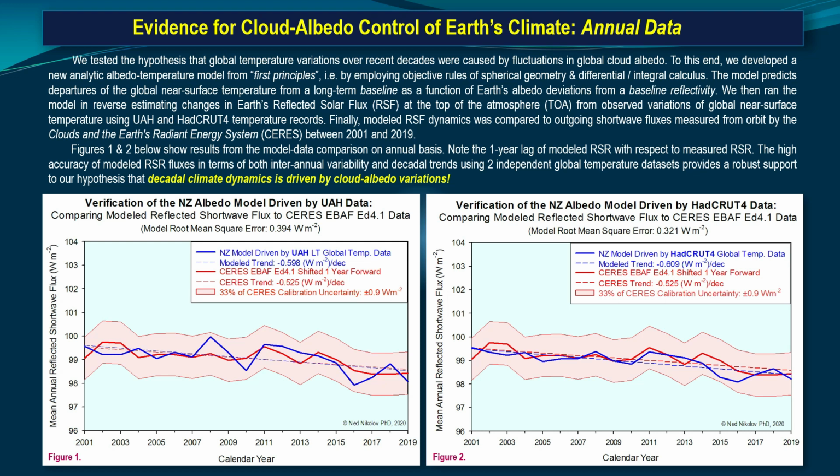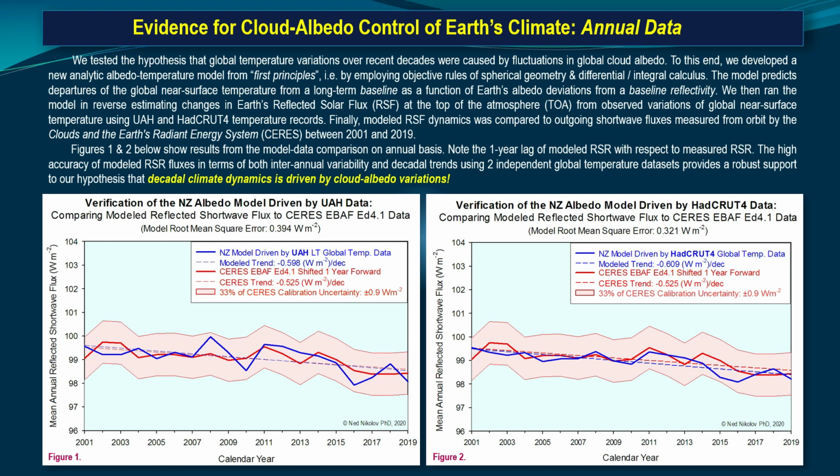CERES, which has been operational since the year 2000, is the most advanced satellite-based radiometer currently flying in space that measures emitted and reflected radiative energy from the Earth's surface and the atmosphere. As one can see, model predictions fall on top of measured fluxes and are within 33% of the CERES calibration uncertainty, suggesting an excellent model performance.